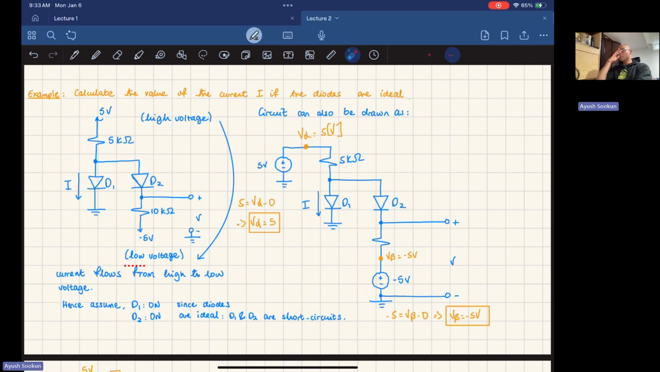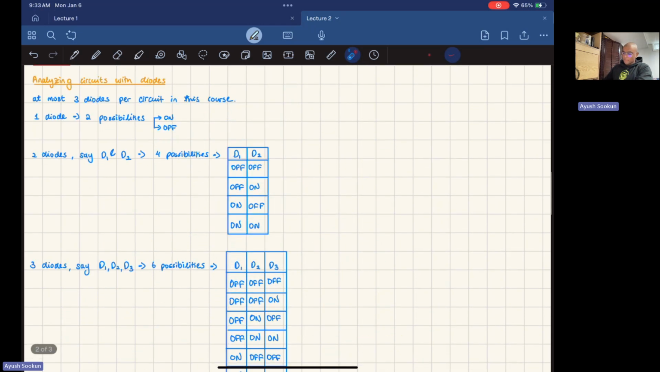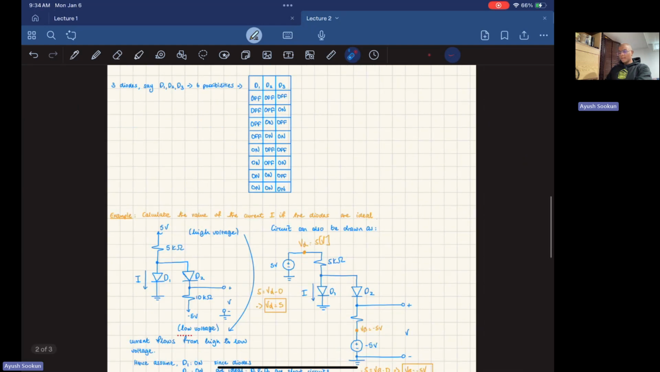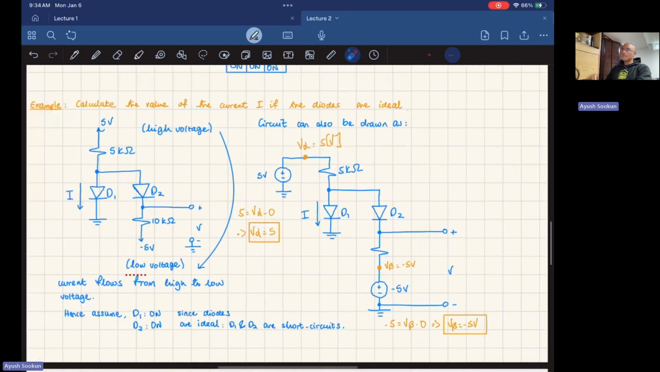Now, like I've said before, you're going to have to make an assumption on the states of your diodes, right? You have to choose a combination. If I have two diodes, I go to my table right here. These are the 4 combinations I need to pick from. But now your professor is going to make it seem like there's no way you can get some sort of intuition or make an intelligent guess.